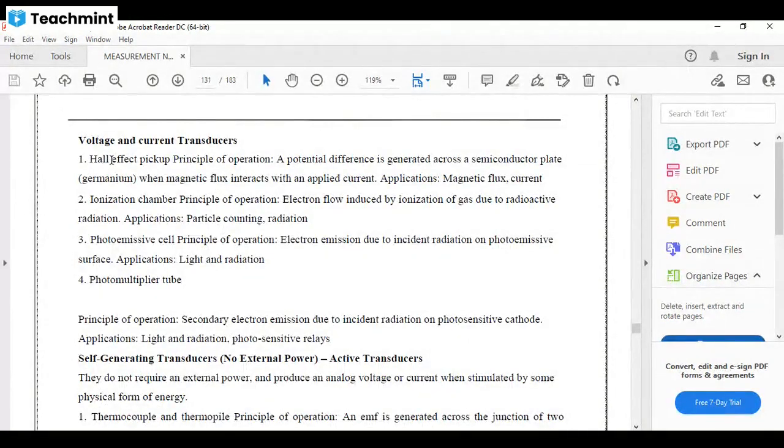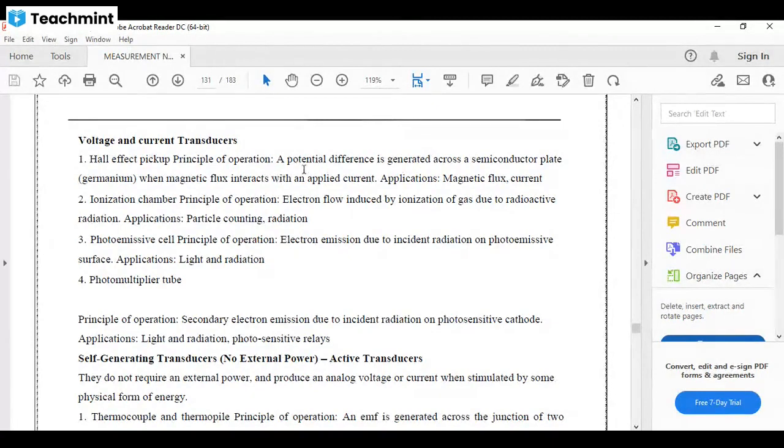Current transducer, voltage and current transducer. The Hall effect pickup transducer's principle of operation is that a potential difference is generated across a semiconductor plate made of germanium when the magnetic flux interacts with an applied current.